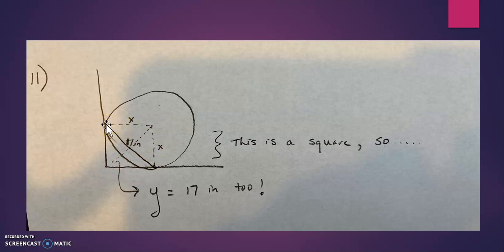That's critical. If that entire shape is a square, then this 17-inch diagonal is also going to be 17 inches when you draw the diagonal from the corner of the room to the center. So the diagonals are the same since it's a square, and so what I'm calling y, which is that distance here, would also be 17 inches, and that is your answer.